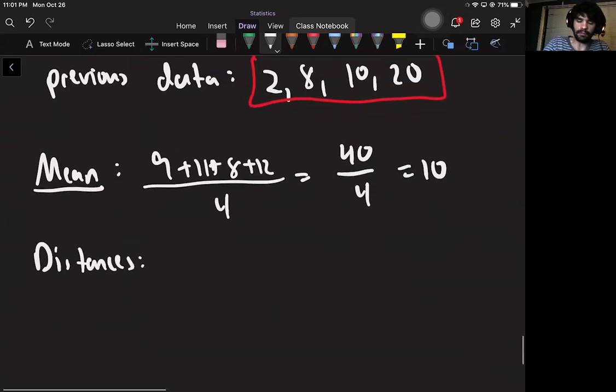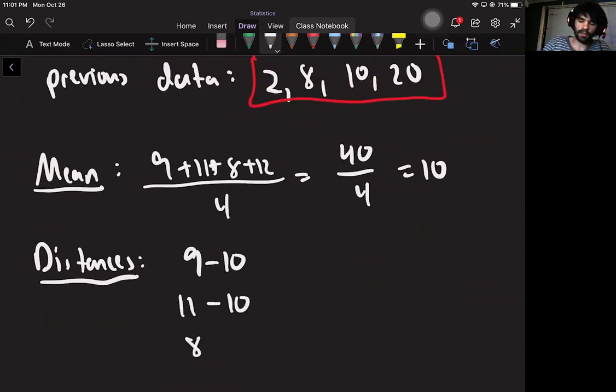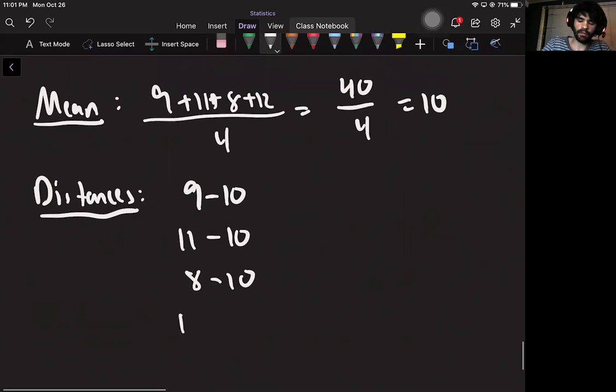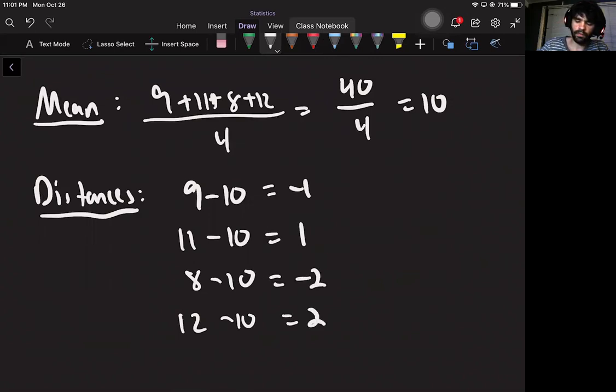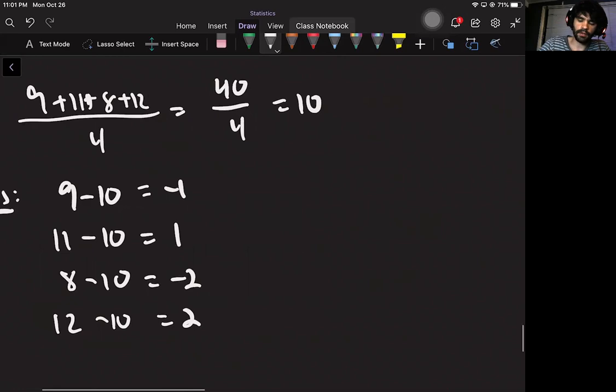So I'm going to do 9 minus 10, 11 minus 10. So we can already see how each of these distances away from 10 is smaller than in the other example. So I got -1, 1, -2, and 2. Then I'm going to make them be positive. If they're already positive, then that's great. Don't have to worry about it.